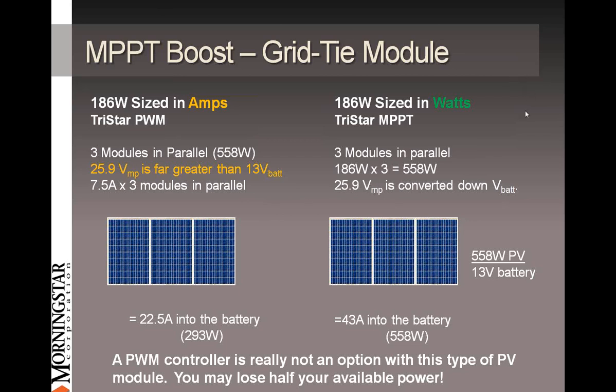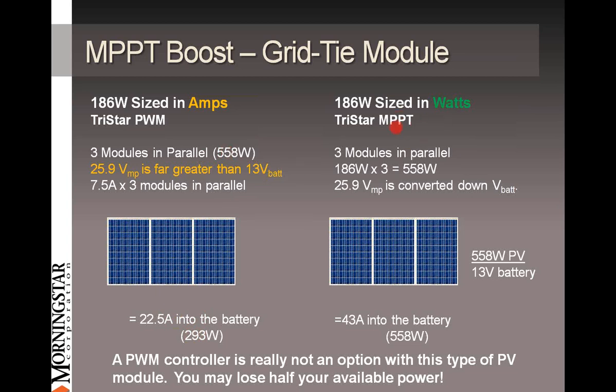So what I'm going to show here is that this high VMP is far greater than a 13-volt battery. Let's add up the three modules in parallel, 558 watts. If you charge it on a PWM controller, you're going to get 3 times 7.5 amps. That's 22.5 amps. That's actually less than on the last module, which was significantly smaller by 56 watts. So that's interesting right away: your PWM power is actually less. That's 293 watts, nothing like the rating of the modules.